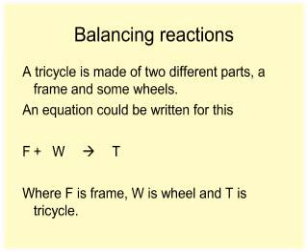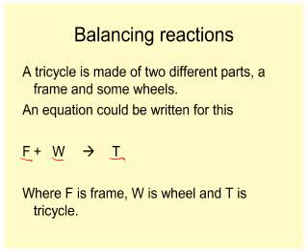Balancing reactions. This is an entirely new topic, so turn the page. Balancing reactions. A tricycle is made of 2 different parts, a frame and some wheels. Let's assume there are only 2 parts. An equation could be written for this. Frame plus wheel yields tricycle. F is a frame, W is wheel, and T is a tricycle.